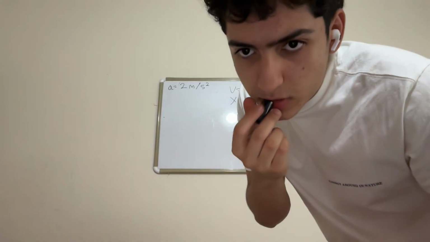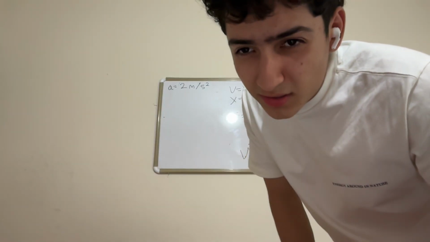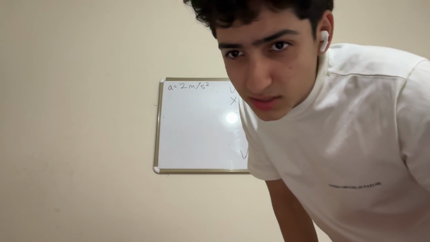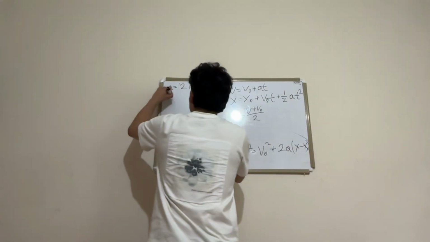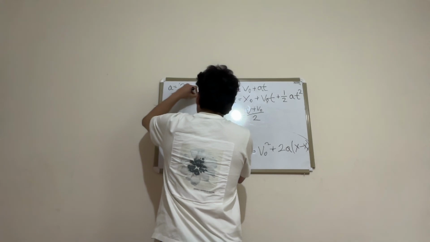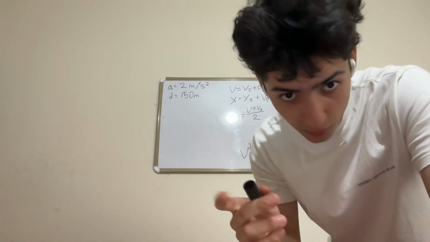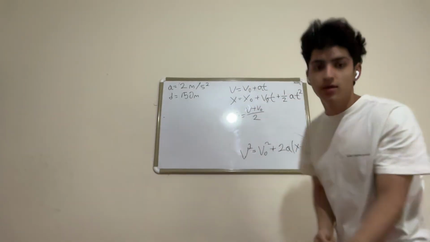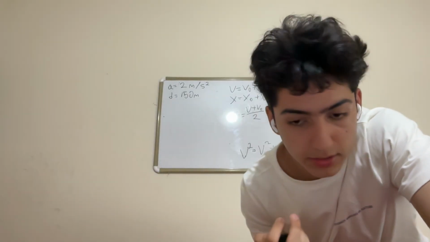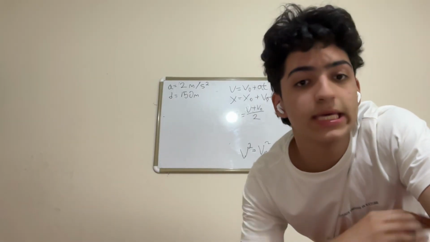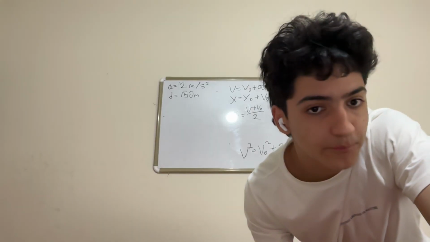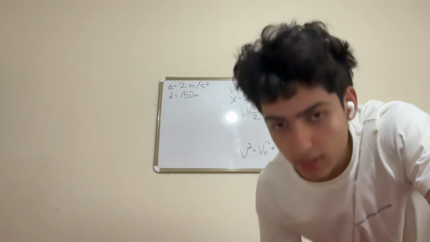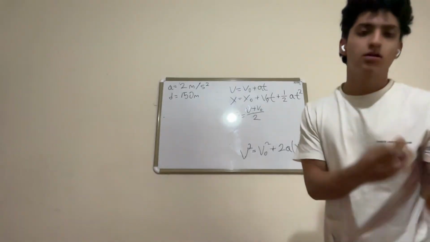What else? Oh, then the distance is 150 meters. And that's it. And here's the thing: we can find the velocity without the time. That's why we're using the timeless equation. As you can probably tell, the problem I described never mentions time. So that's the power of this. This is an example.